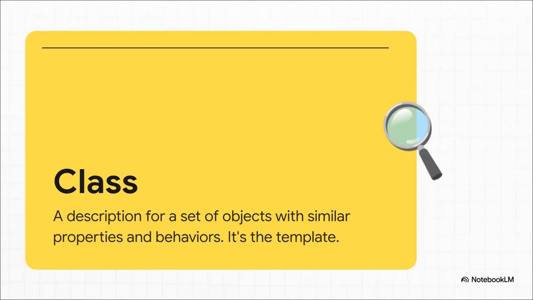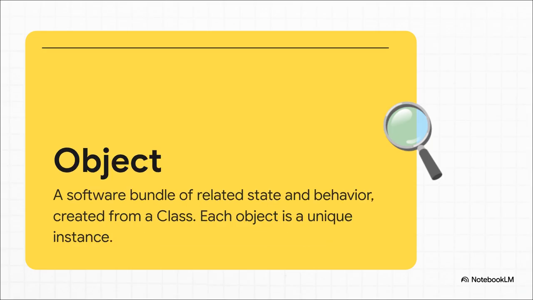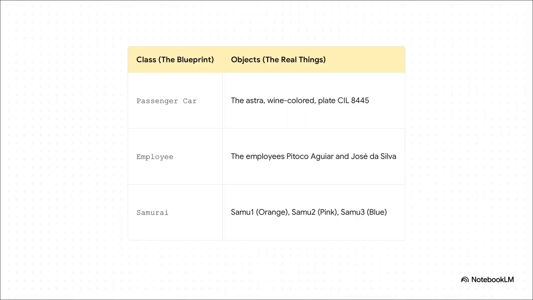Let's look a little closer at the class. Just think of it as the master template. It doesn't describe one specific car, it defines the essential stuff that every single car we make from it is going to have. It's the general idea. An object, then, is what you get from that class. It's one single, specific house, one cookie. In the world of code, we call it a unique instance. You could use one class to create thousands of objects, but every single one of them is its own separate, distinct thing.